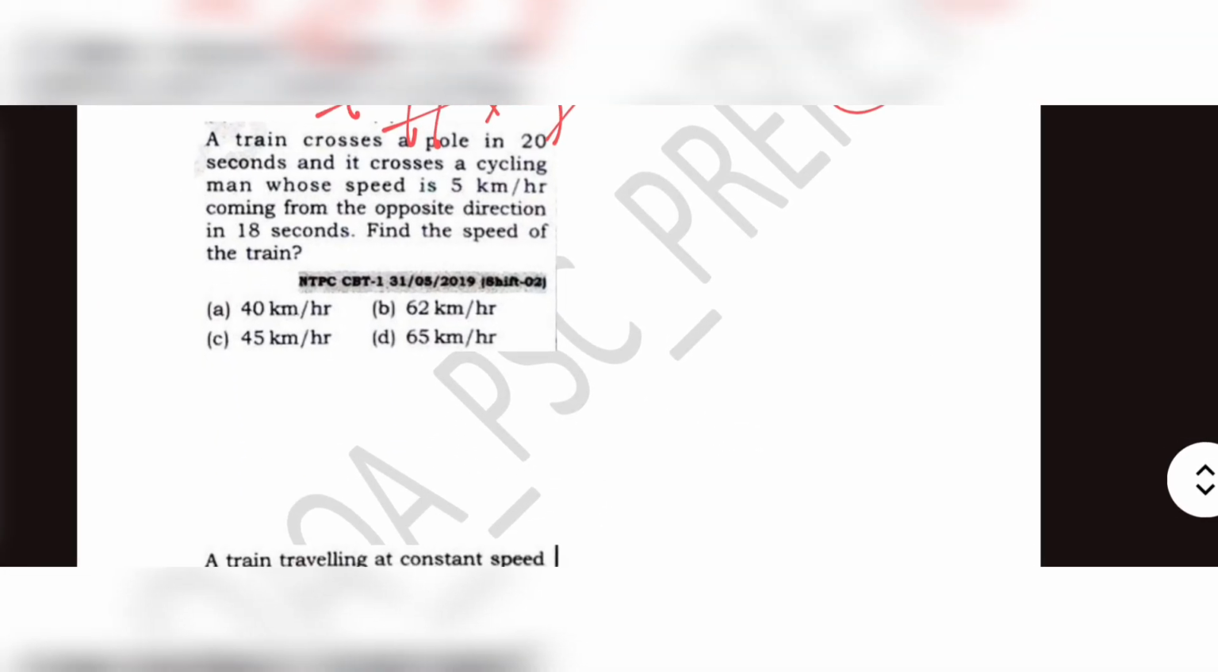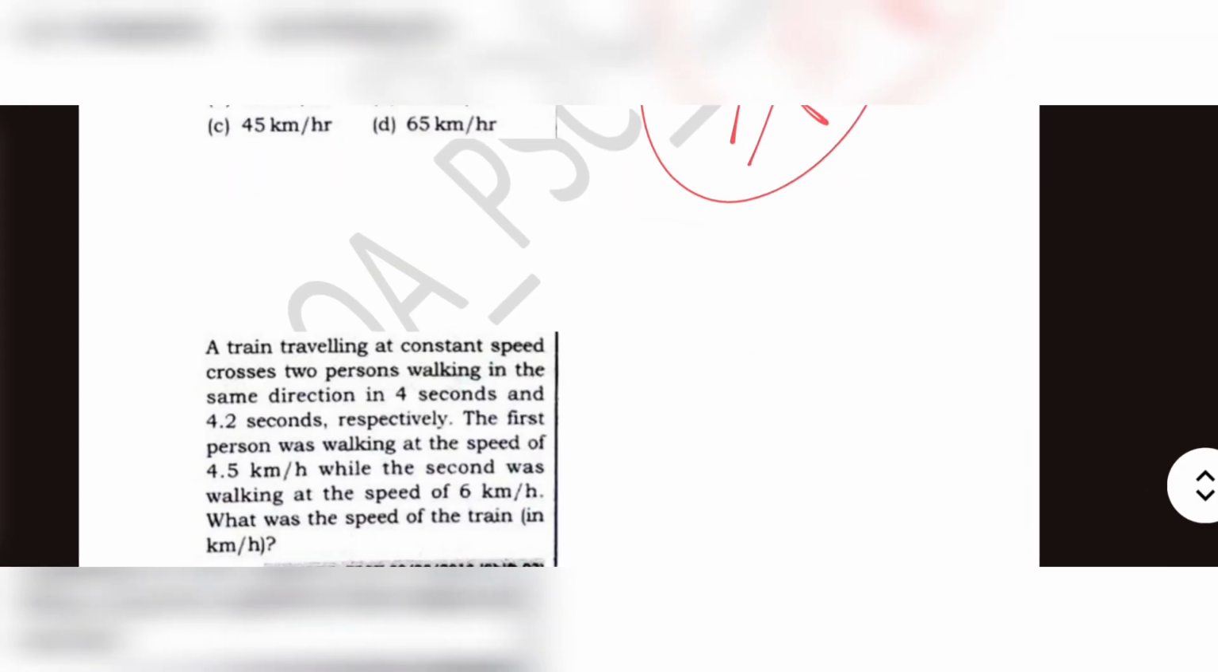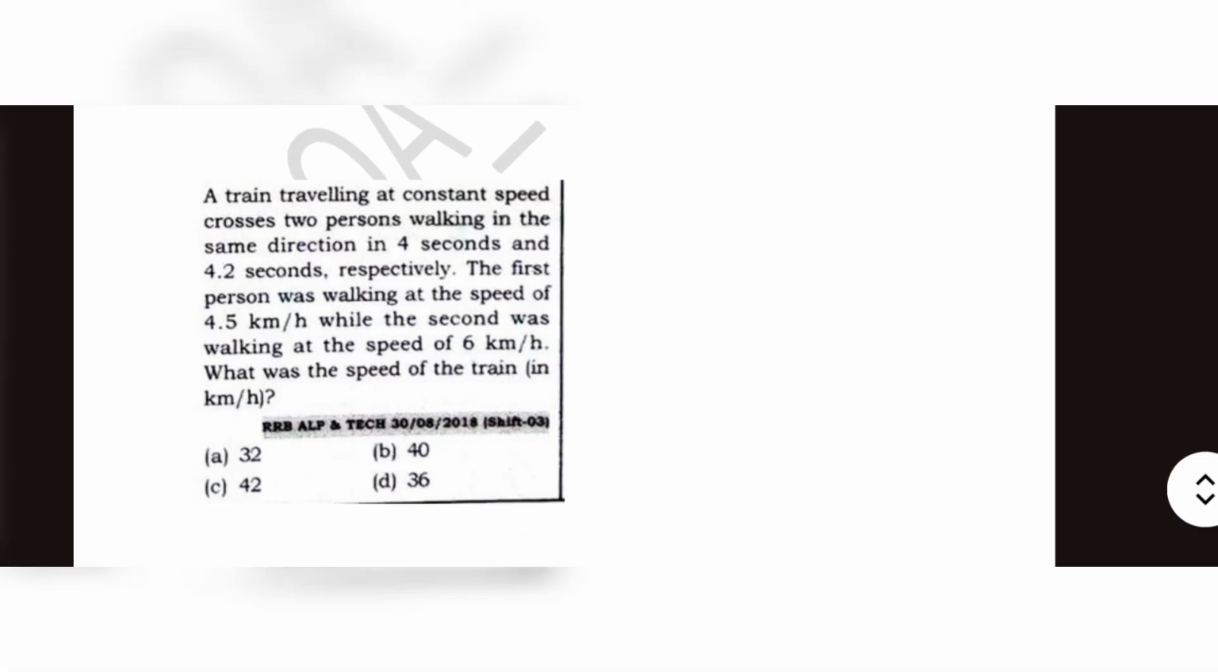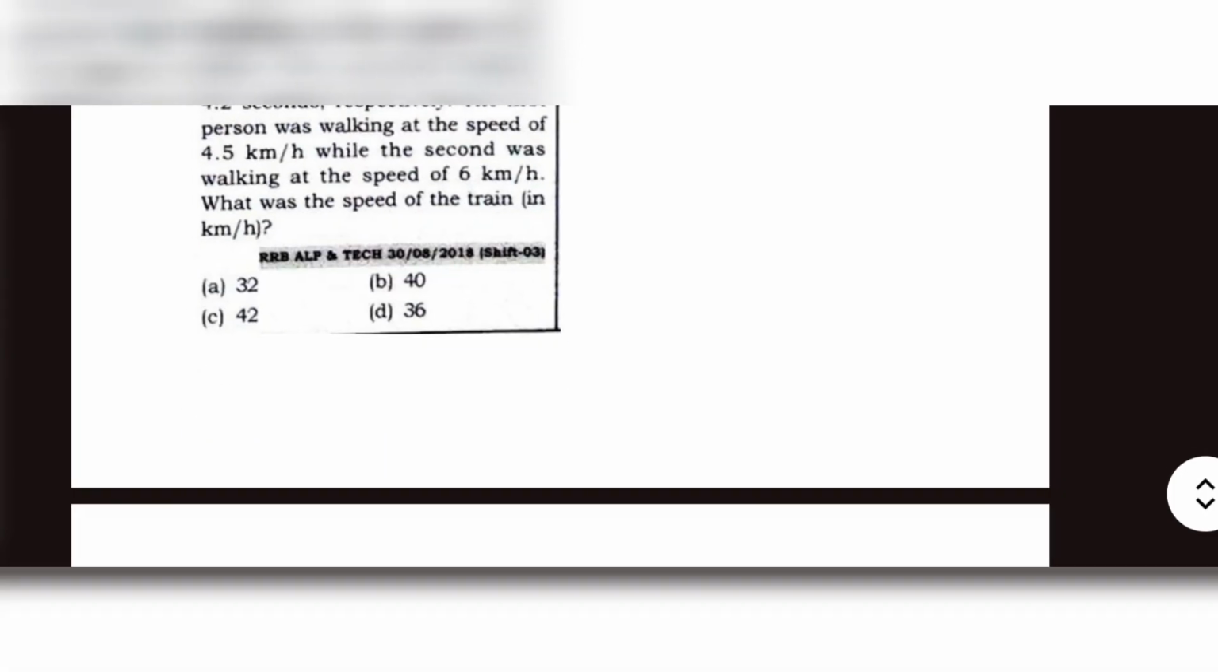A train crosses a pole in 20 seconds and it crosses a cycling man whose speed is 5 kilometers per hour, coming from the opposite direction, in 18 seconds. Find the speed of the train. Same concept, please do it for homework. And these remaining problems are on the same concept. I will give you all this for homework.